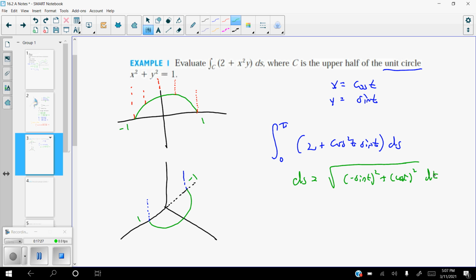But the nice thing about that is, in this case, sine squared plus cosine squared is 1. Take the square root of that, it's still 1. So really, all of that equals 1 dt. If you can simplify, please simplify. It makes it a lot easier. So we're going to have an integral from 0 to pi of 2 plus cosine squared t sine t times our ds, which is just 1 dt.